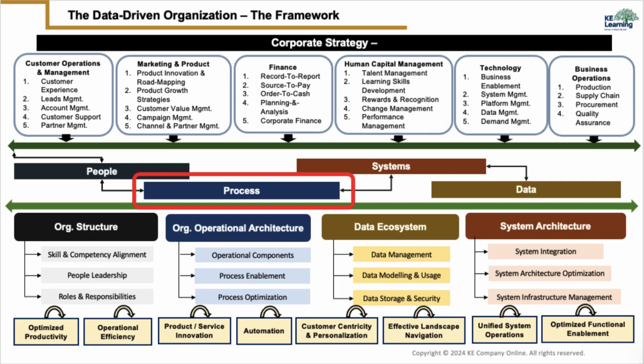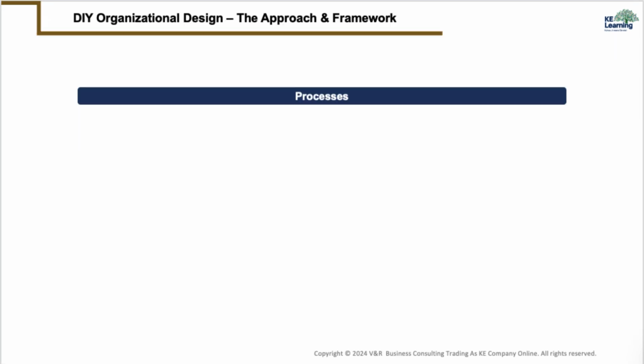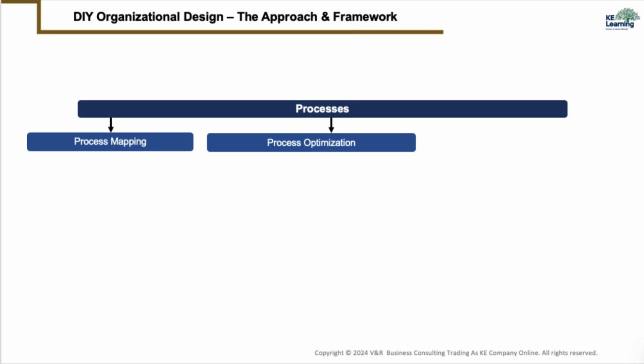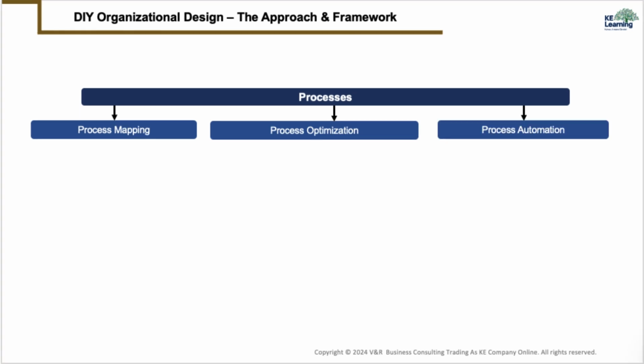The first component we deal with as a starting point is process. The three main activities of process as a component of organizational design are process mapping, process optimization, as well as process automation. There are a number of sub-activities that make up the actual steps of the operational architecture construction.